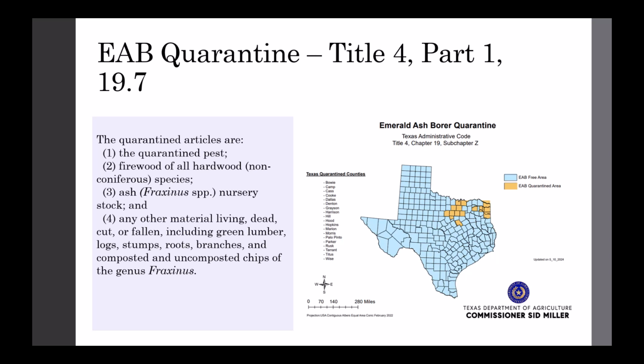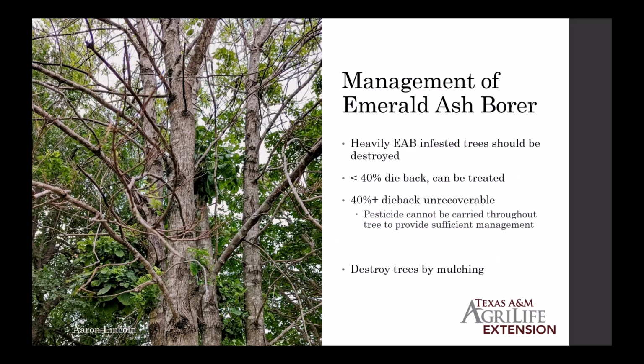It also requires that firewood of all hardwoods are not moved outside of the quarantine, regardless of the species of wood. This is because it can be very difficult to identify the species of firewood once it has been cut. Ash nursery stock is also prohibited from movement outside of quarantine counties, as well as any plant material in the genus Fraxinus, ash plants. There are options available to you for prevention and management of emerald ash borer.